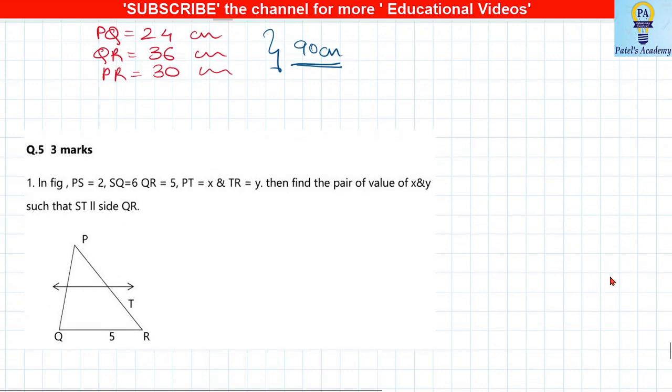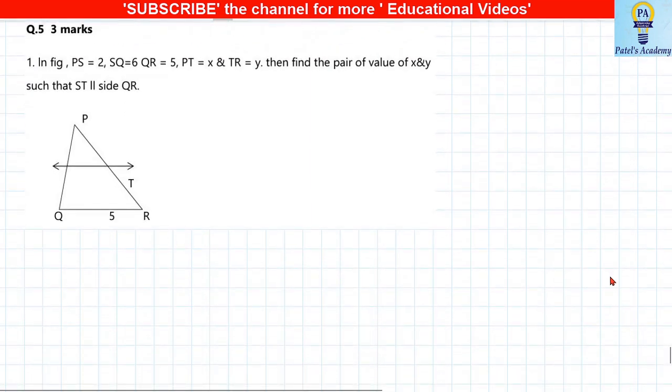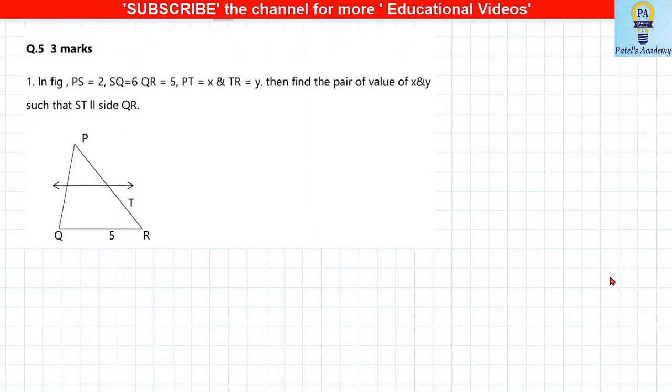Okay, let's see the next one, question number 3, first sum. This is S over here. Let me write down, some letters are not given. So I want ST parallel to QR. Let me hide this 5. Okay, 5 is there.